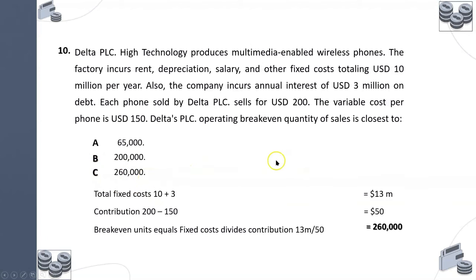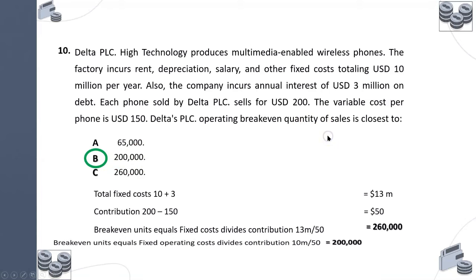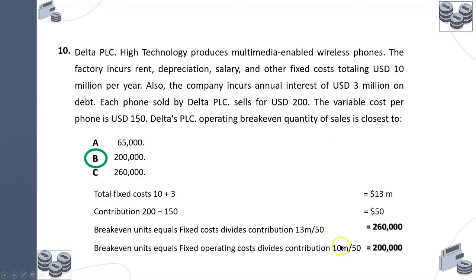I purposely did this wrong calculation to alert you that the question is about operating break-even. It's not about the break-even in total, it's the operating profit, not the net profit. So we take only the operating fixed cost without the financing, which is the 3, because the question is about this. This is the answer, 200,000, which is calculated this way: the 10 million, the operating fixed cost, divided by the contribution. Be careful about the question, not what you understand. What is written in front of you, read it carefully.